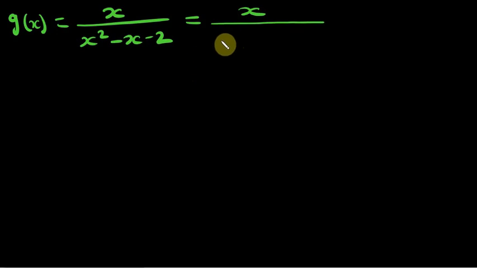You can use the quadratic equation to get the factors, or you can just go right away and use intuition. With experience, you'll be able to do this with ease. Just find two numbers that added give you minus 1, and multiplied give you minus 2. In this case it will be minus 2 and plus 1.